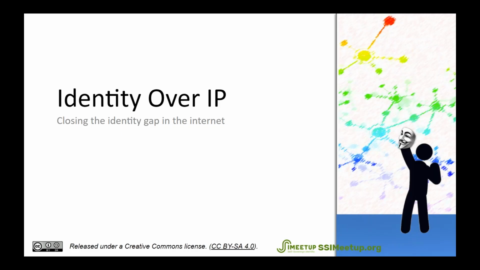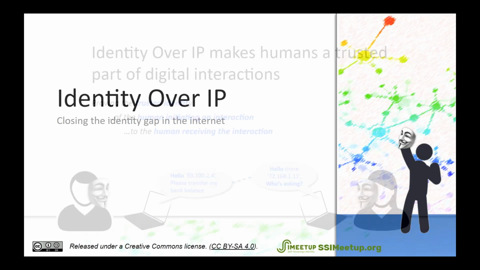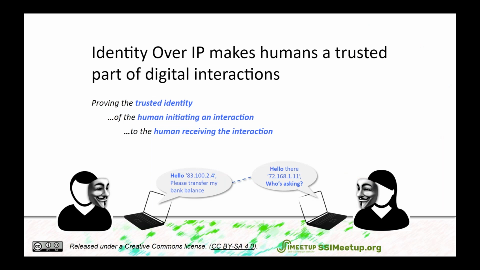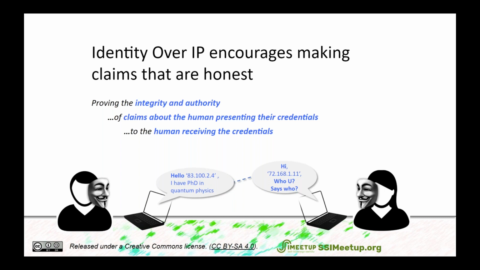So we want to try and close this identity gap on the internet. We have this concept we call identity over IP. And really what identity over IP is all about is making humans a trusted part of digital interactions. So proving the trusted identity of the human initiating an interaction to the human receiving the interaction. So again, we see down the bottom these two characters, and you have these computers talking to one another, and they understand IP addresses and they understand button clicks and so forth, but they really don't have a sense of who's behind it. And that's really what we're trying to accomplish by implementing identity over IP.